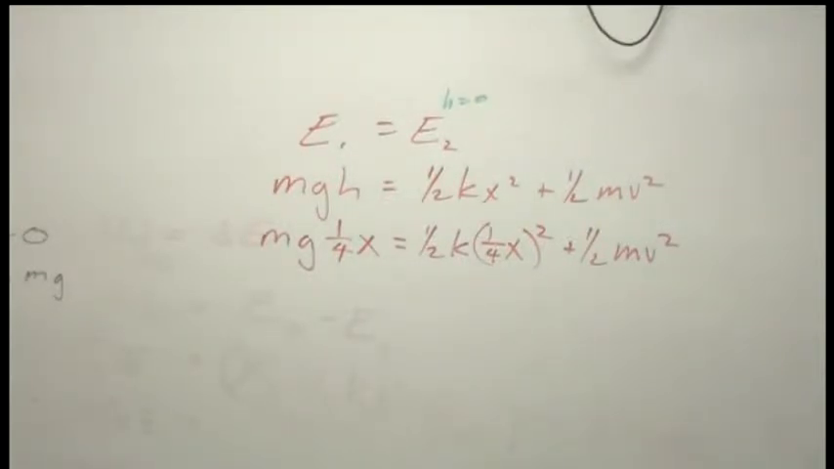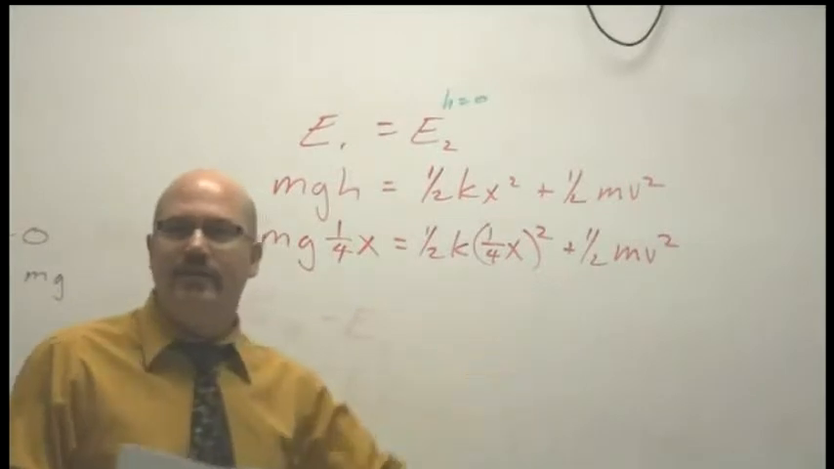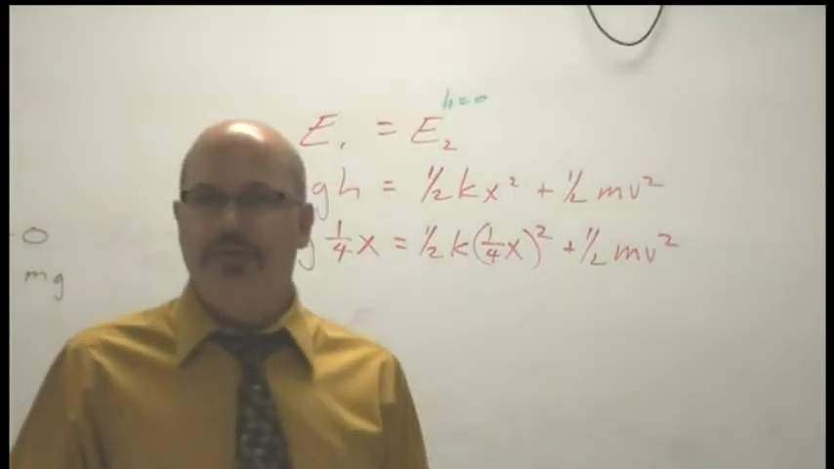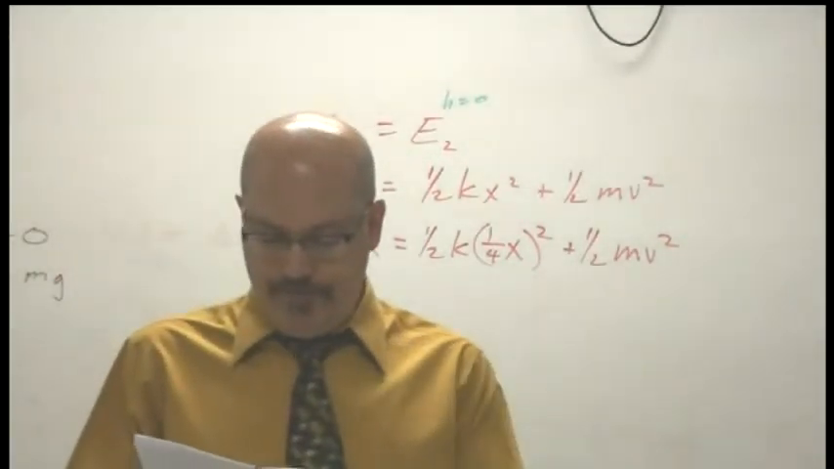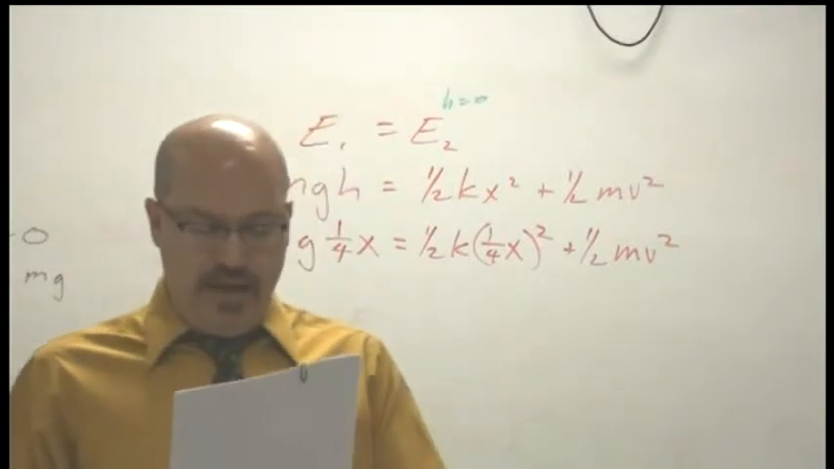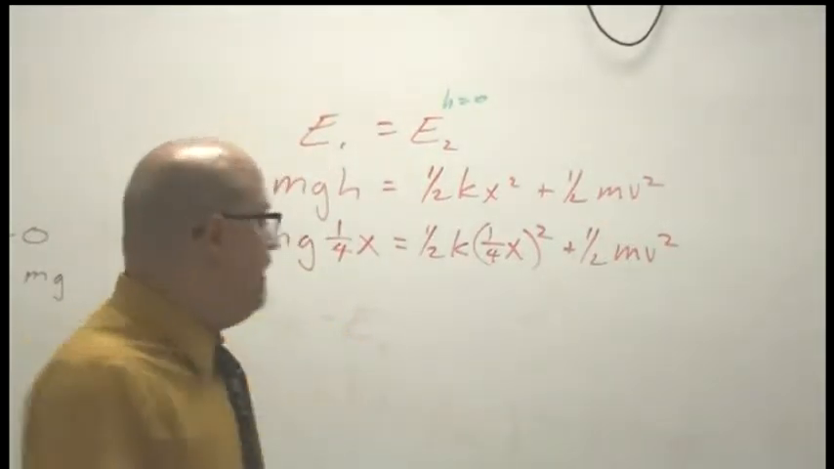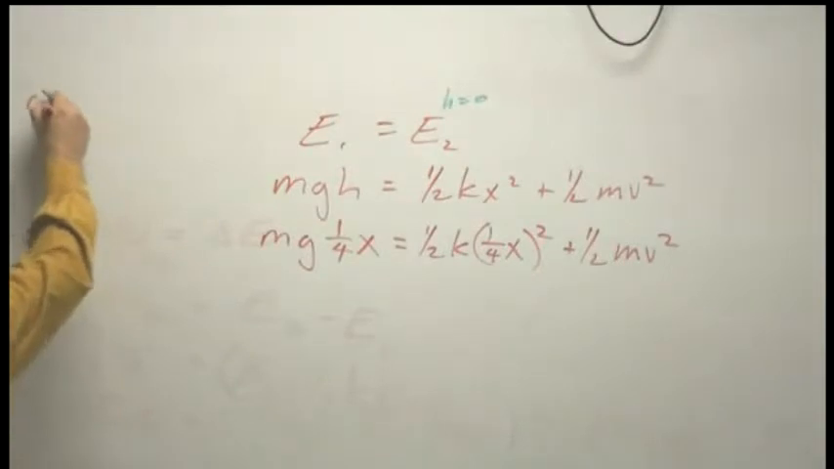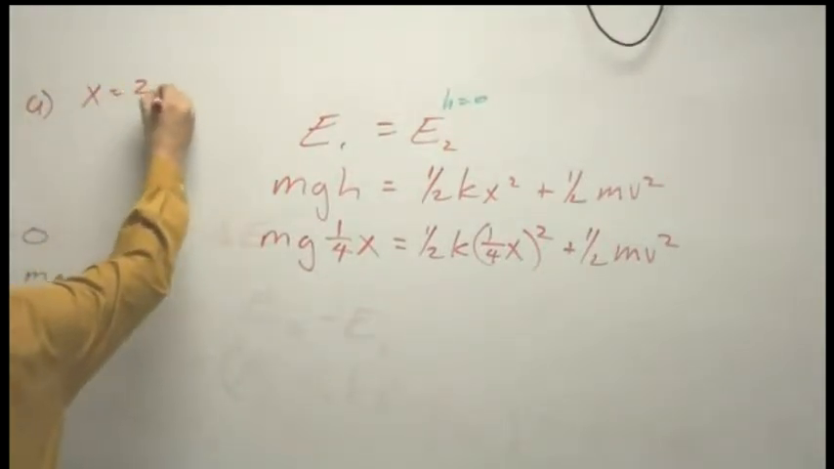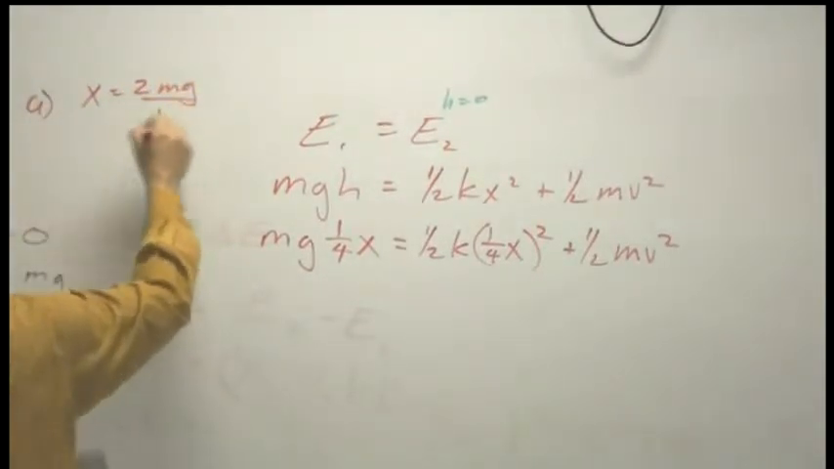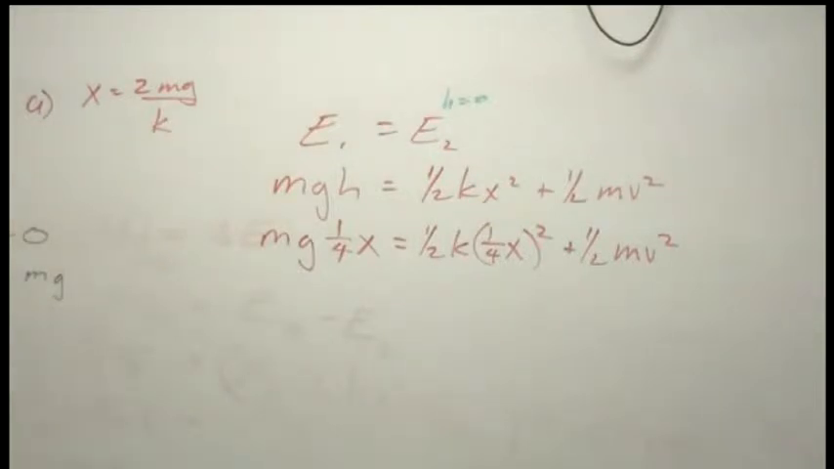Now, do we know all of those things so we can solve all that? No, we don't know what x is. That was from part A. So once you know what x is from part A, you can plug it in here and solve for the velocity. You get lots of ugly math, because I believe x from part A was 2mg over k. Why is it 2mg over k?